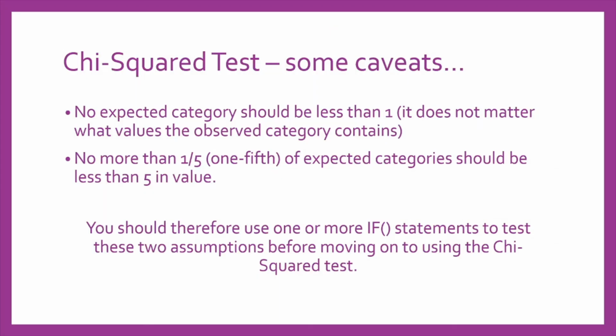I'd just like to finish with some caveats when it comes to the chi-squared test. There's two things in particular I want to mention. The first is that you should never have any values that are less than 1 within your expected data set. It doesn't matter whether you have values less than 1 within your observed category dataset, but if you did have values less than 1 in the expected category, then the chi-squared test would fail. Another important thing to bear in mind is that no more than 1/5 of your expected category values should be less than 5 in value. You should therefore always use IF statements in Excel to test these two assumptions before you move on to actually using the chi-squared test. Otherwise, you could end up in a situation where you've done all the work and end up with a result, only to find that that result is incorrect because you have one of these two caveats in play.